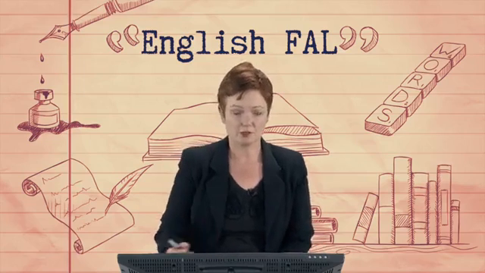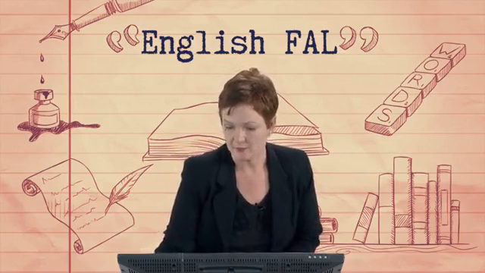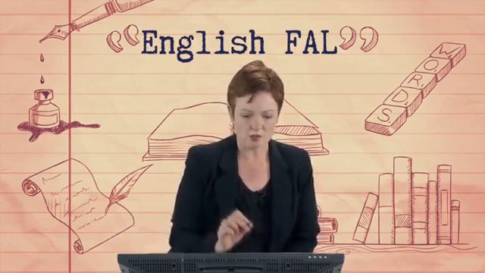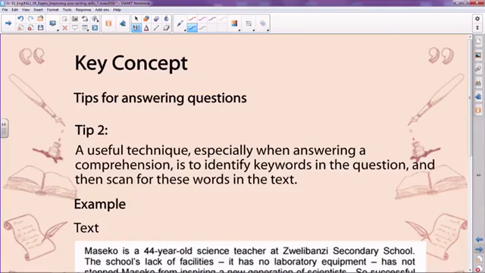Okay, let's have a look. So you had your 3 questions and you used them to structure your answers. The first question, what are the 2 major themes in Romeo and Juliet? Your answer, the 2 major themes in Romeo and Juliet are... Then we go on to our next one.